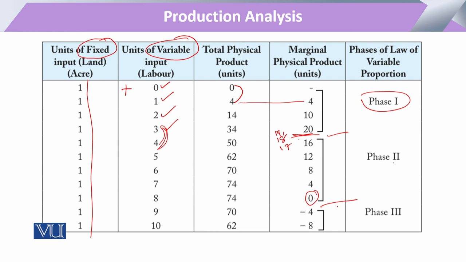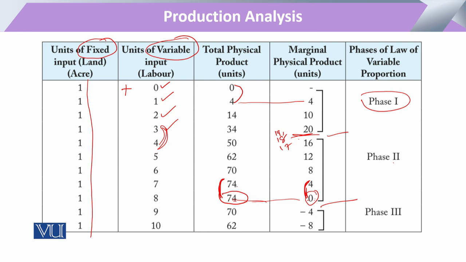And now when we contrast up to this point and come to total product, we see that total product is going to increase and increase and increase. When marginal productivity is zero, the total productivity is at its maximum point. For this change in input, or marginal productivity, total productivity remains stagnant.